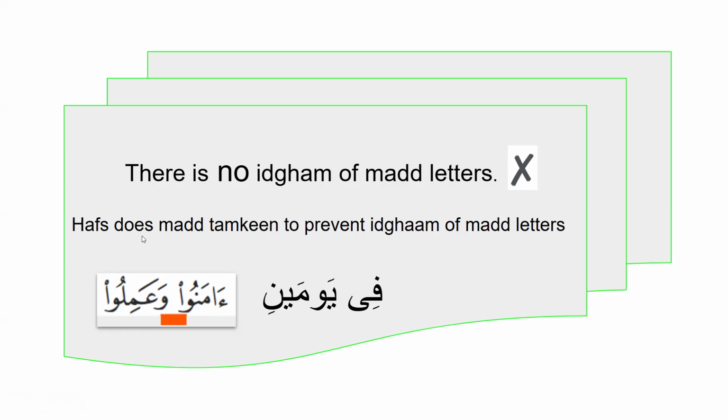So Hafs, to prevent the idgham, has applied mad tamkeen. Mad tamkeen means the mad letter is followed by the similar mutaharrik letter, meaning a ya maddiya followed by the ya mutaharrika. So this is called mad tamkeen. It's read like mad tabi'i, two harakat stretch, but it's called mad tamkeen.